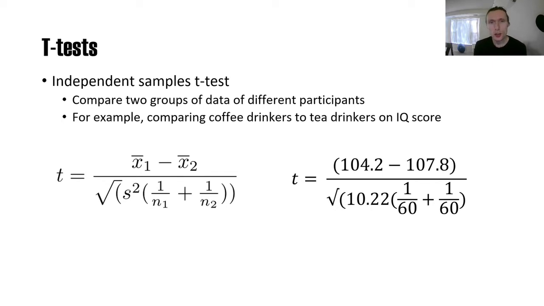And these are just the number of observations for each group, so the number of coffee drinkers and the number of tea drinkers. And the standard deviation is still the same standard deviation, except that we now take a mean of the two standard deviations, because each group has a standard deviation, and we take kind of the average of that. It's called a pooled standard deviation. It's not exactly an average, but it's more or less an average.